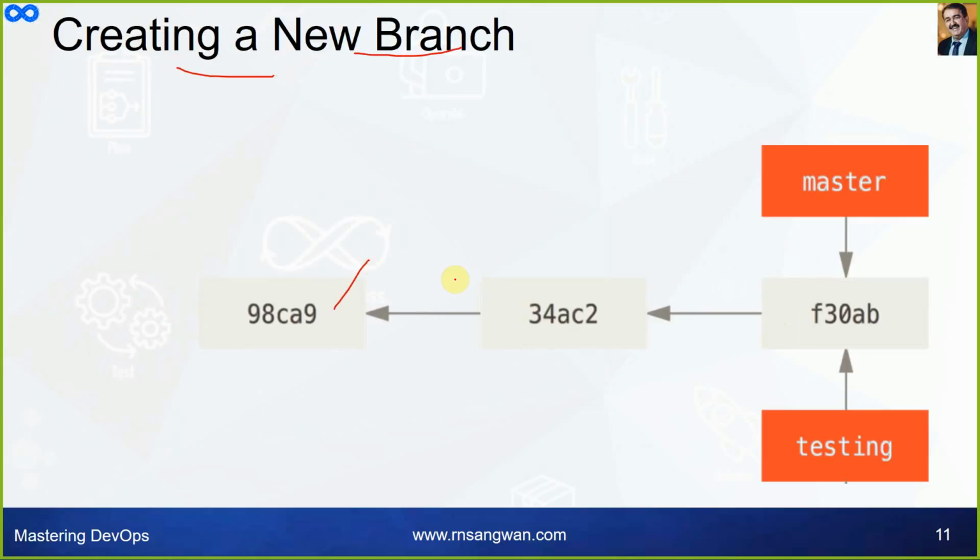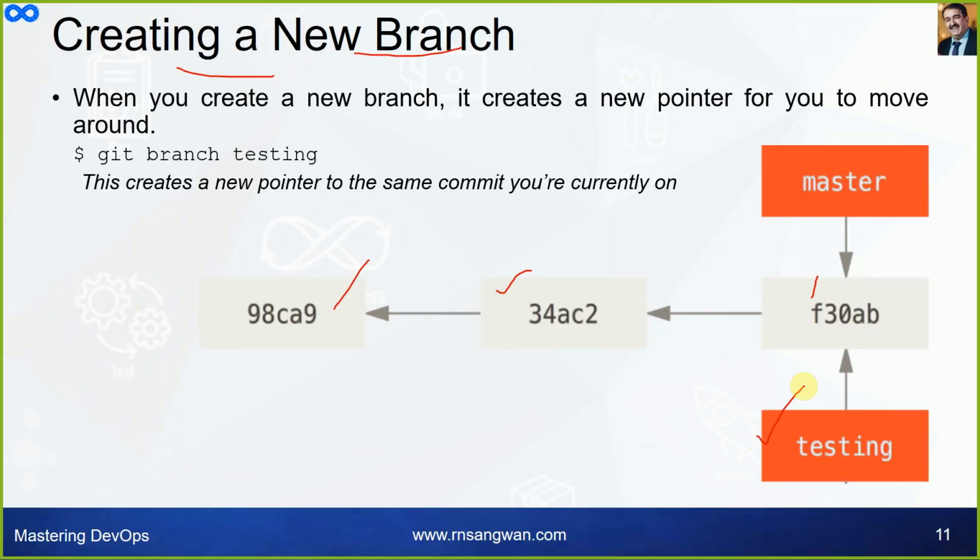So this is the first commit, the initial commit, second, third, and we create a new branch, and this testing branch is created. Now this testing branch, where the head is, will be your active branch. This is where you will be working. So how do you change the head? When you create a new branch, it creates a new pointer for you to move around, and that's how you create the branch.